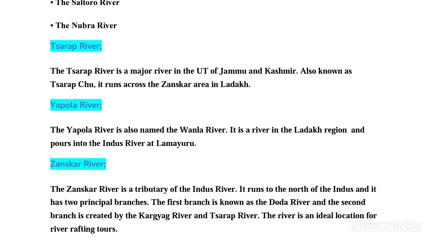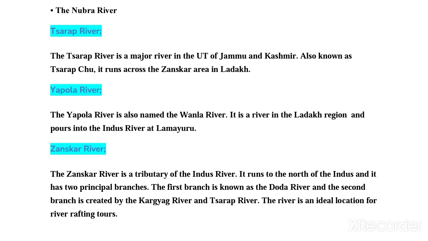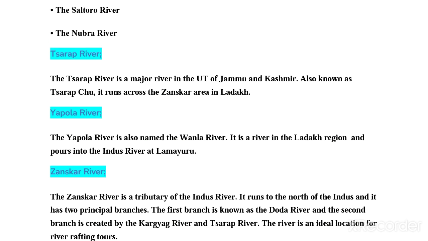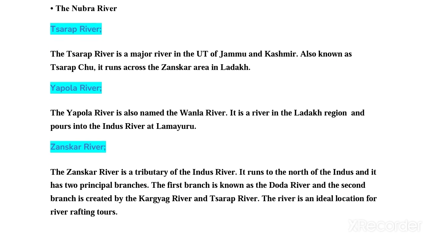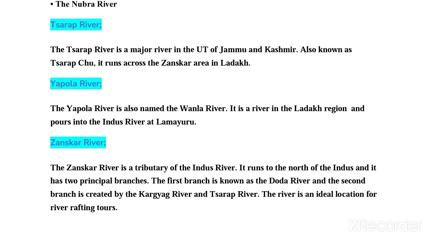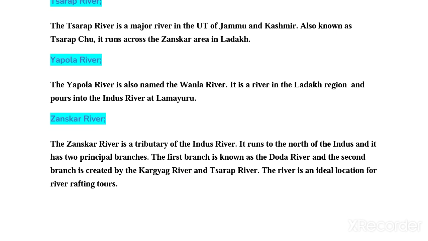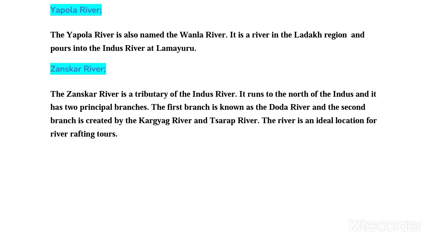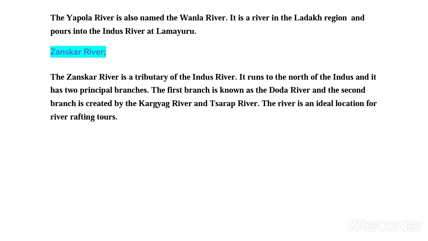Another river is the Sarab River. Sarab River is a major river in UT of Jammu and Kashmir. It's also known as the Sarab Chew. It runs across the Zanskar area in Ladakh. Yapula River. Yapula River is also named the Vanla River. It is a river in the Ladakh region and pours into the Indus River at Lamayuru.